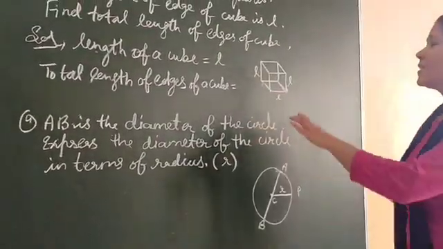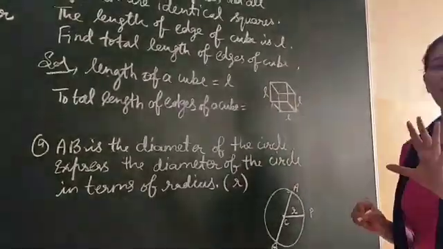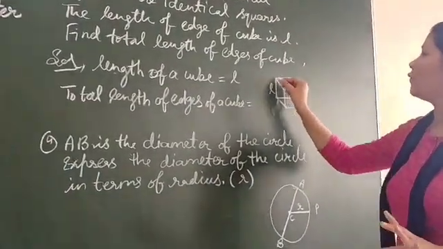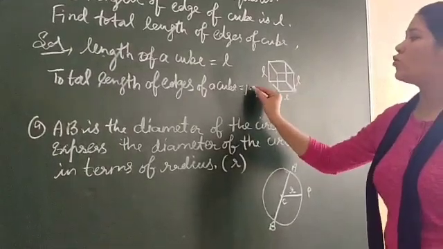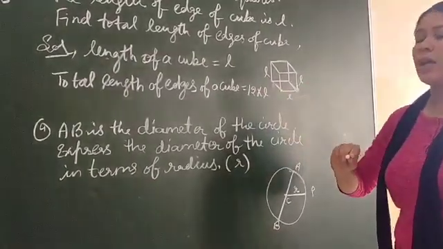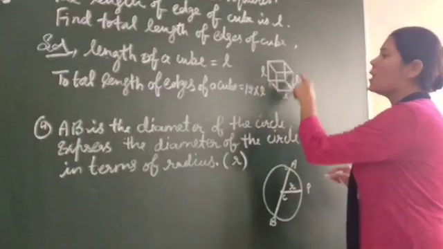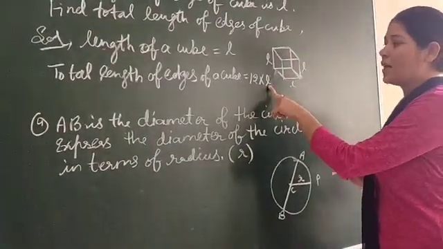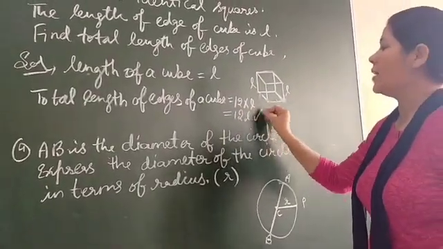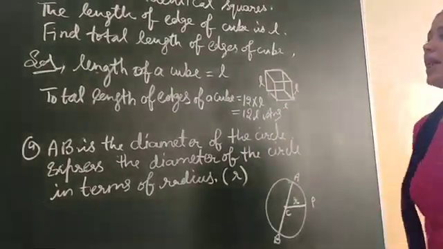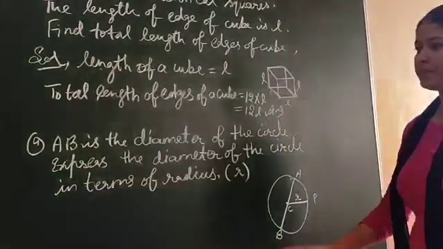Now how many edges are there in a cube? There are 12 edges in a cube. 1, 2, 3, 4. When you count it, there will be 12. So it will be 12 into L. Why? Because all edges are equal, so we multiply by one side. It will be 12L. So this is the total length of edges of a cube.